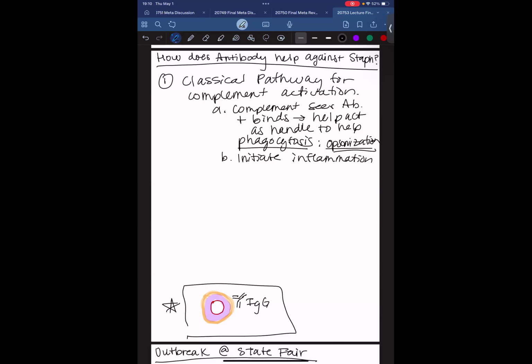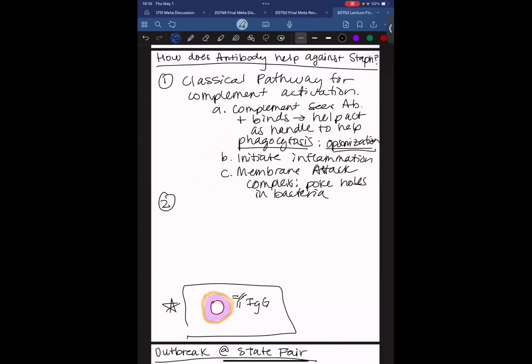Buddy. So anyways, there's another thing that complement can do, which is the biggest thing that complement can do, which is activate the membrane attack complex. And this will poke holes in the bacteria, then killing it. So already antibodies are doing that, but there are some other things that antibodies are going to do as well.